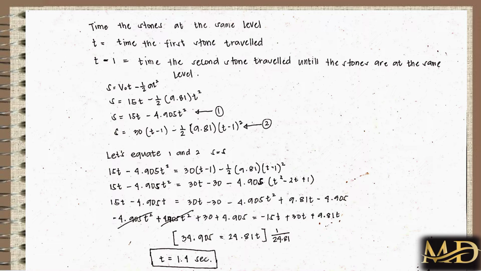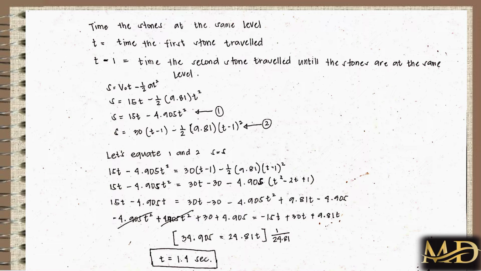So 15T minus 4.905 T squared is equal to 30T minus 30 minus 4.905 times T squared minus 2T plus 1. So let's multiply the last term. So the result will be 15T minus 4.905 T squared is equal to 30T minus 30 minus 4.905 T squared plus 9.81T minus 4.905.